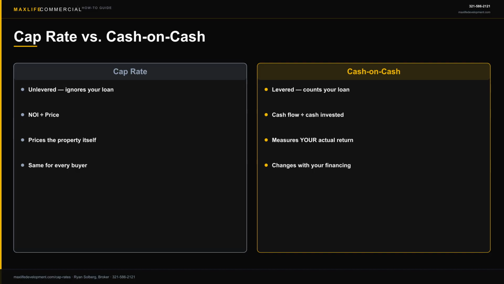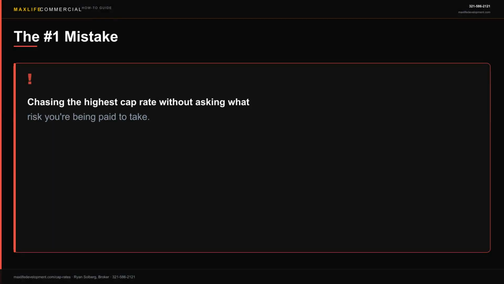Now the mistake that catches new investors every time: chasing the highest cap rate on the page. A 9% cap looks incredible next to a 5, until you realize the market is not handing you free money. That extra yield is the market pricing in risk. Maybe the tenant's credit is weak. Maybe the lease has 2 years left. Maybe the building is functionally obsolete in a dying corridor. A high cap rate is not a deal. It is a question. Always ask, what risk am I being paid to take here? Answer that honestly, and you will never overpay for trouble again.